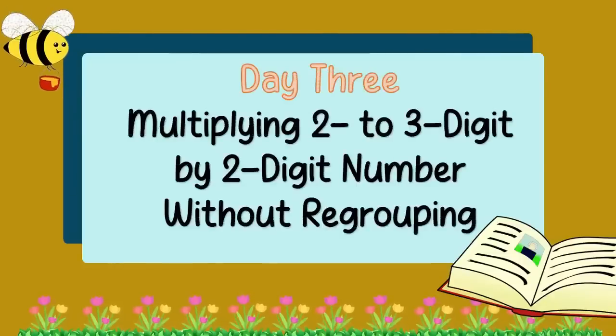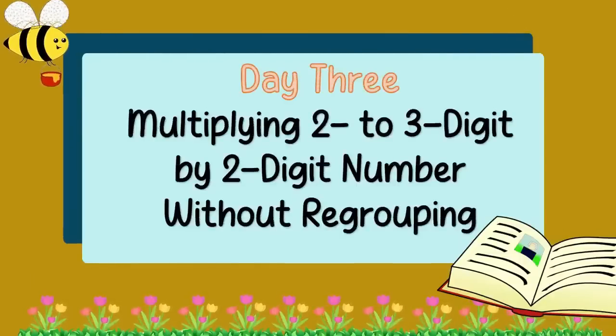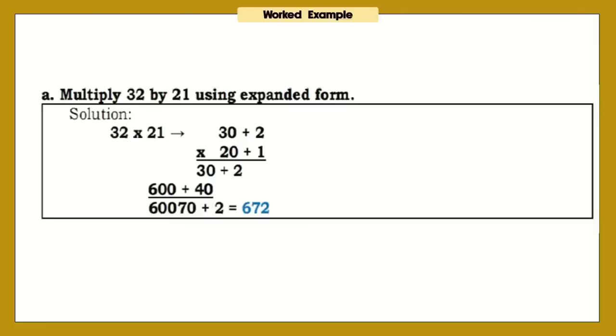For day 3, multiplying 2 to 3 digit by 2 digit number without regrouping. For the work example, multiply 32 by 21 using expanded form. 32 times 21, 30 plus 2 times 20 plus 1. The answer is 672.